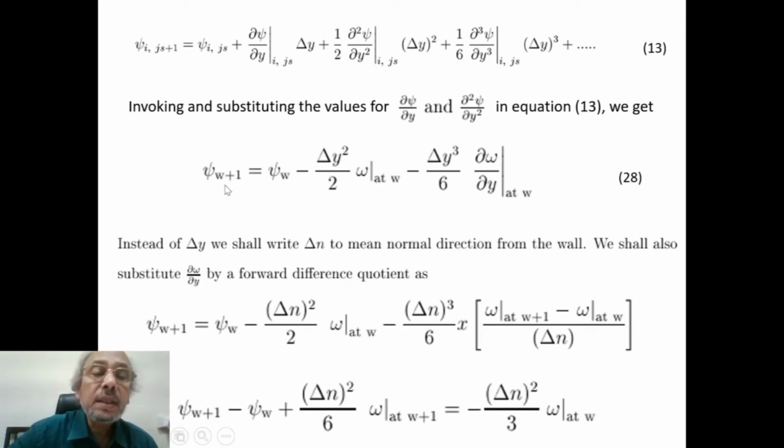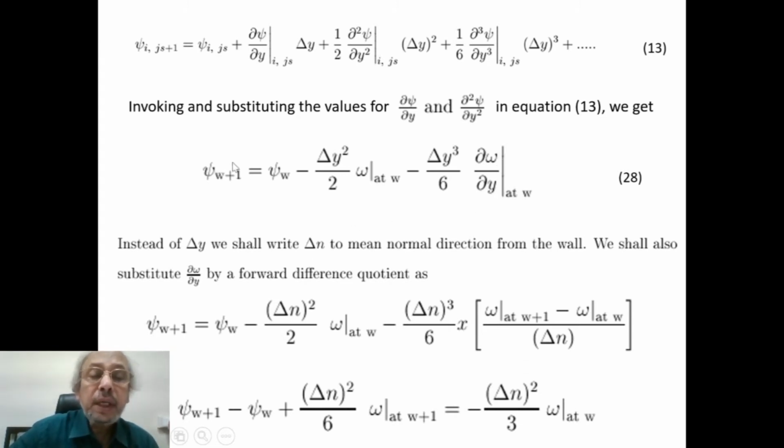Exactly we do that. Psi at the near wall point equals psi at the wall. This is 0. So minus delta y square by 2 times del 2 psi del y 2, which is minus omega, so this is omega at the wall, and delta y cube by 6 times del 3 psi del y 3 is substituted by del omega del y at the wall.